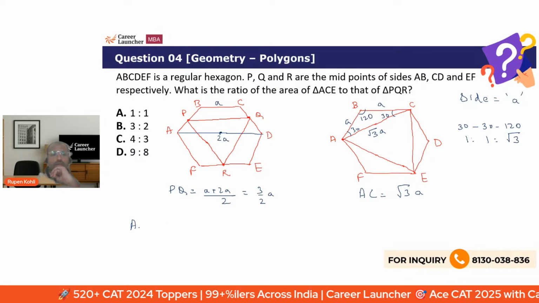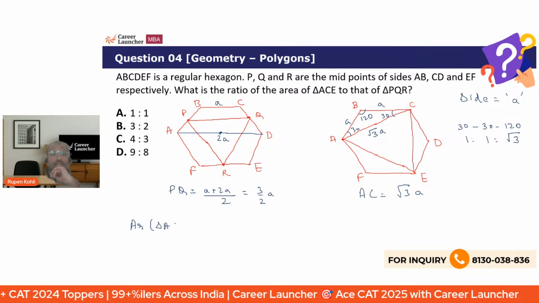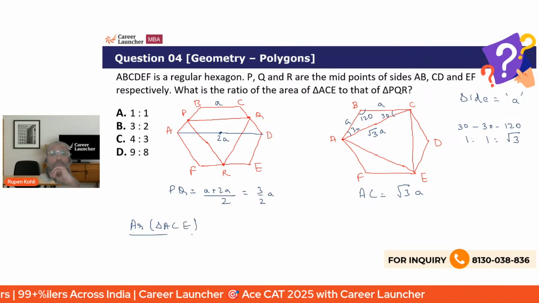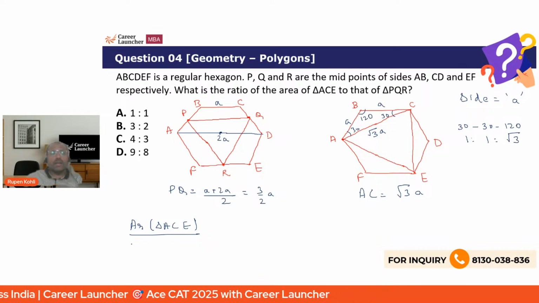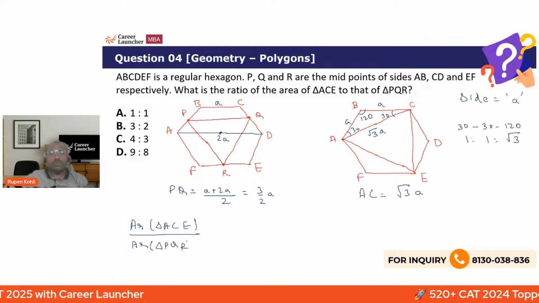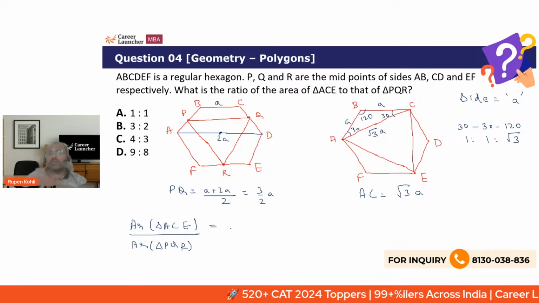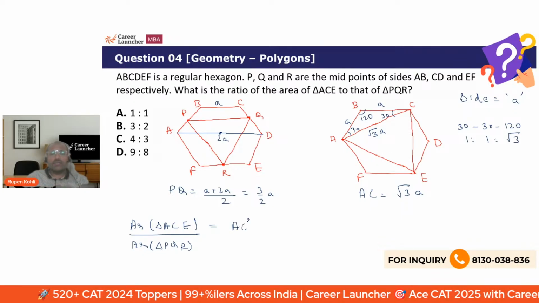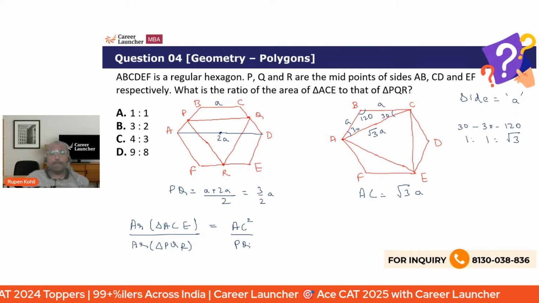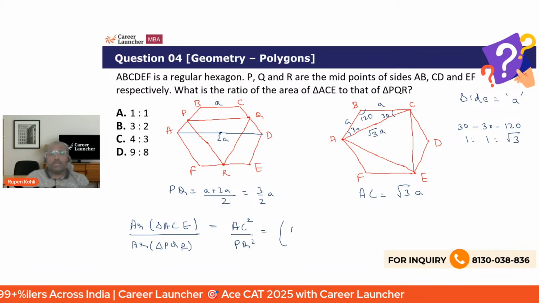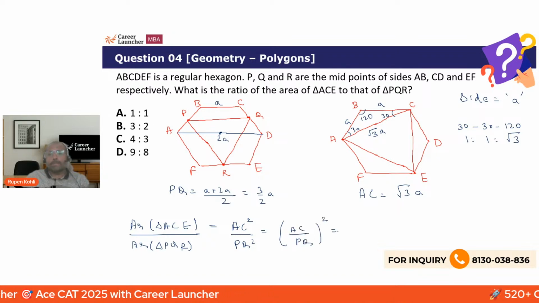So the area of ACE will be root 3 by 4 into AC square, and the area of triangle PQR will be root 3 by 4 into PQ square. So when you take the ratio, the root 3 by 4 factors cancel out. You're left with AC square over PQ square, right? Or simply AC over PQ, the whole square, right?